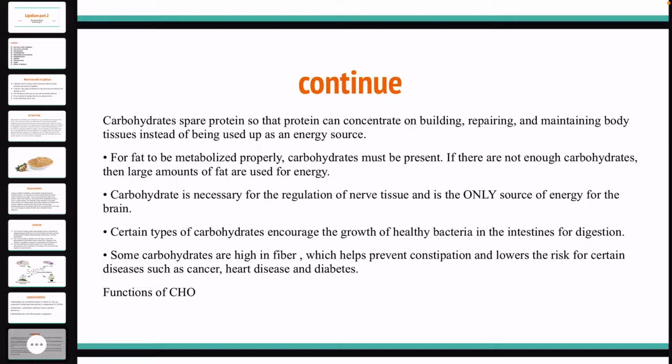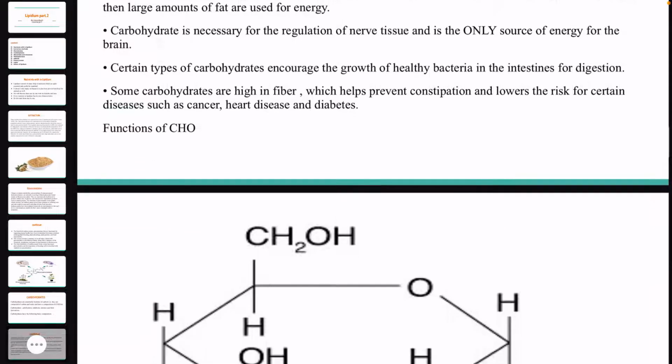Certain types of carbohydrates encourage the growth of healthy bacteria essential for digestion. Some carbohydrates are high in fibers, which help prevent constipation and lower the risk of certain diseases such as cancer, heart disease, and diabetes. Functions of CHO.